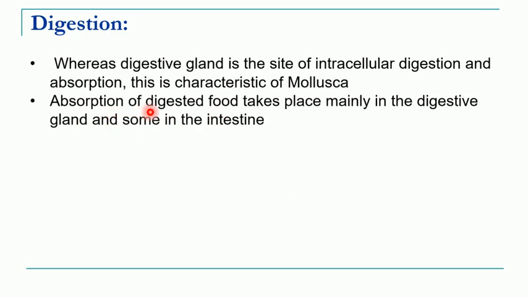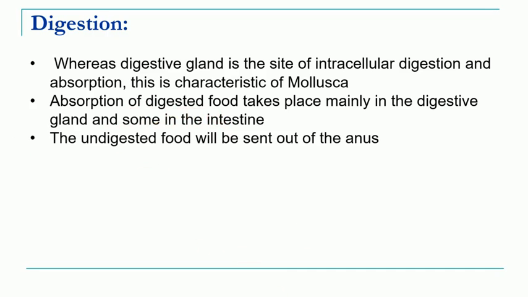After absorption of digested food takes place in this digestive gland, and remaining digestion or absorption takes place in the intestine, undigested food is given out of the anus. And we have also seen that the water current plays an important role in giving out this undigested food out of the body.